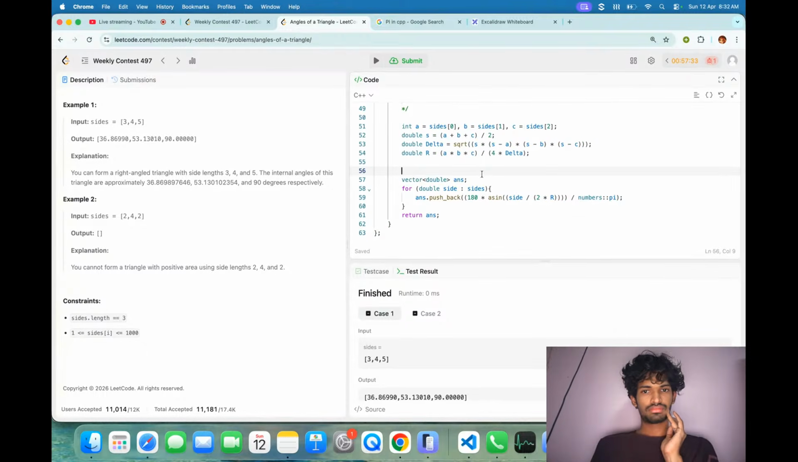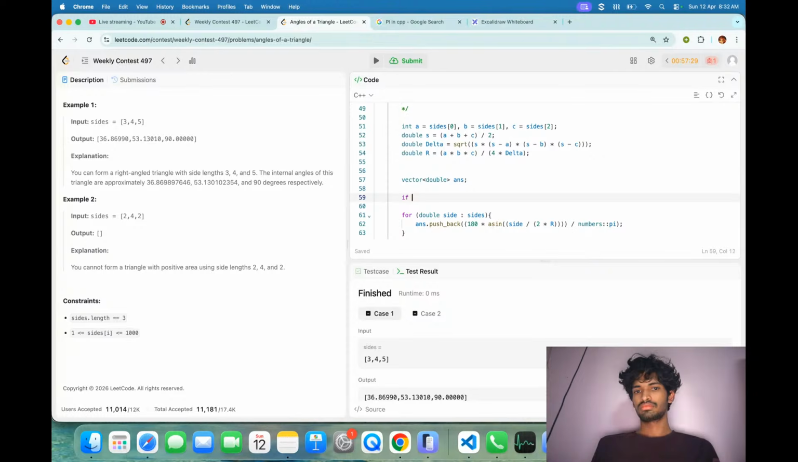Competitive coding is mostly maths, right? Yeah, maths and maybe advanced data structures.